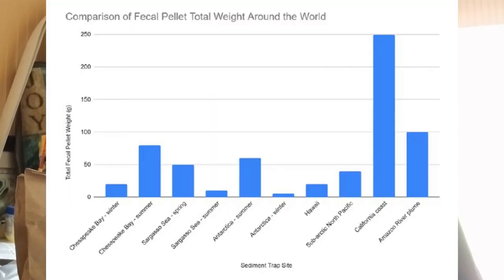And then the students work together as a class to graph the total weight of fecal pellets in each of the 10 locations to show different rates of fecal pellet production and carbon cycling in a variety of locations around the world.